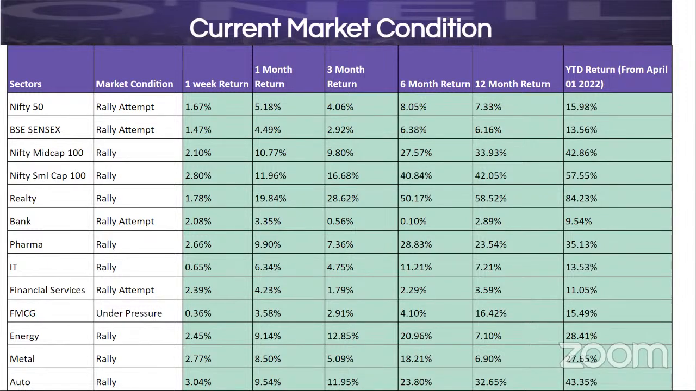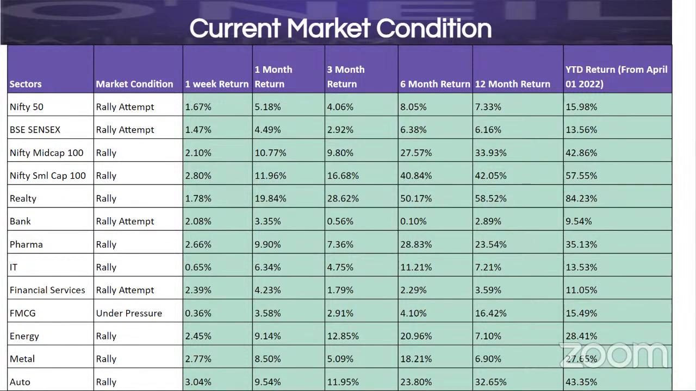But at the same time, if we talk about broader market indices, Nifty Midcap and Smallcap, Realty, Pharma, IT, Energy, Metal, Auto, all are in confirmed uptrend. If you see the returns on a periodic basis, be it weekly return, monthly return, 3-month return, or 6-month return, everything is in green actually. So I can say the market is doing well on all time frames in the last 1 year. There is no red mark. Everything is in blue, and the market is really doing good.